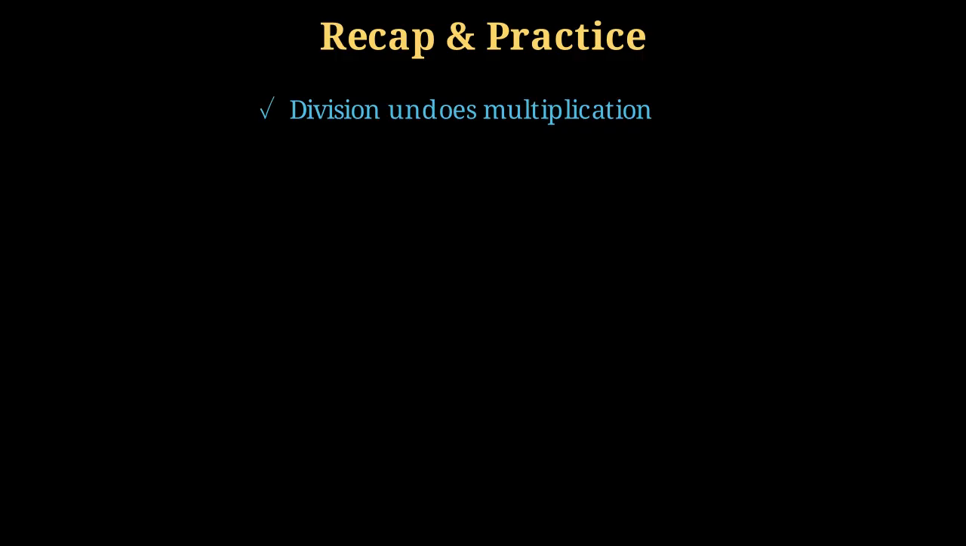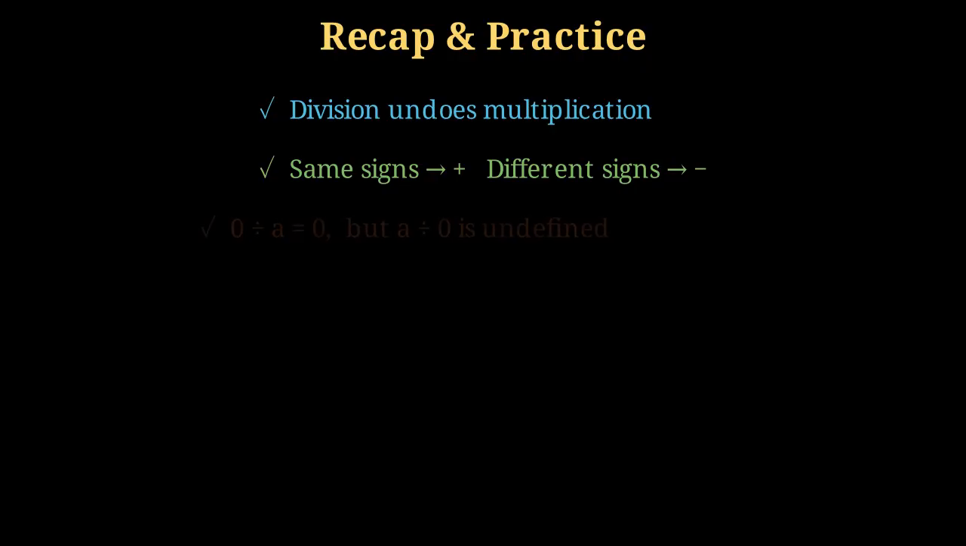Let's gather the 3 keys from today. Every division is a multiplication in reverse, and you can always check your answer by multiplying back. The sign rules are multiplication's rules. Same signs positive, different signs negative. And 0, dividing 0 gives 0. Dividing by 0 is undefined.